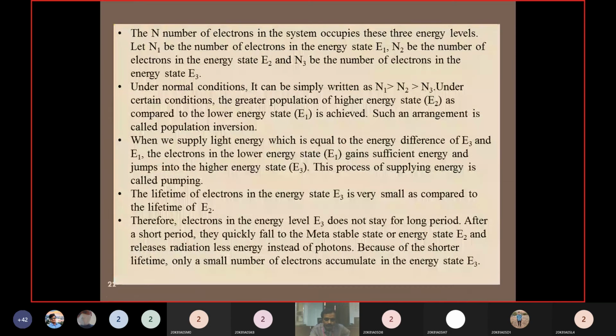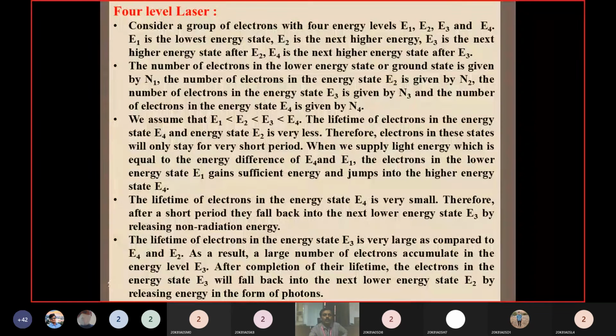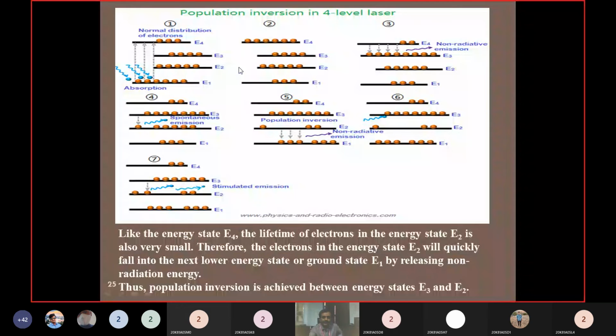Now the 4-level laser system. Here 4 energy level states are there. E4 energy is greater than E3, E3 energy is greater than E2, and E2 energy is greater than E1. Here E1 is the ground state, and all the remaining are excited states.